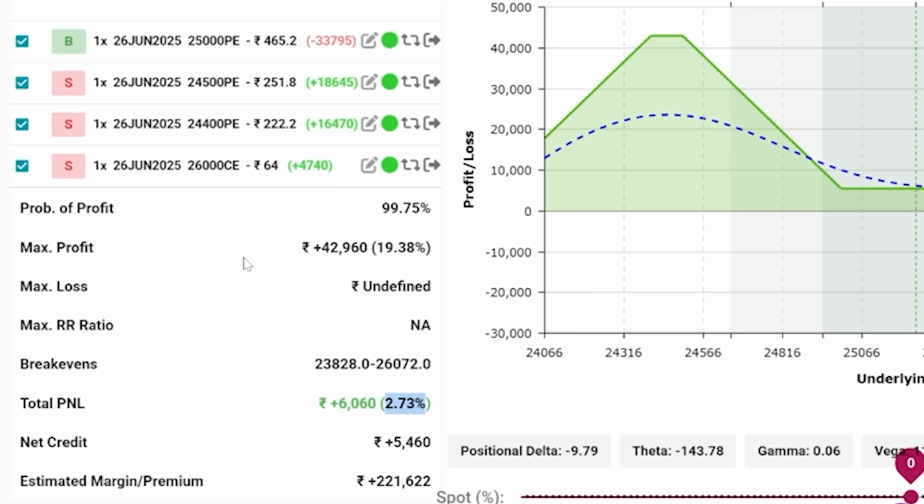Okay, so the call calendar we have done, the put calendar we have done, then the call ratio we have done, and now we are doing a put ratio. So these are the strategies.